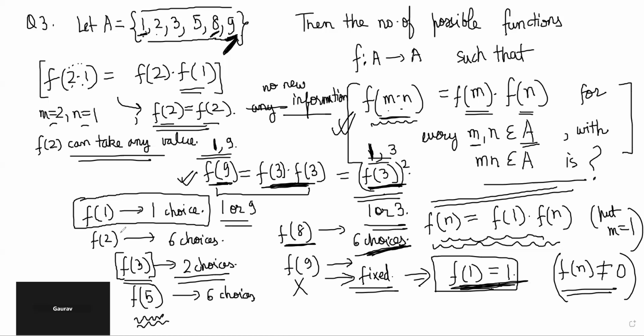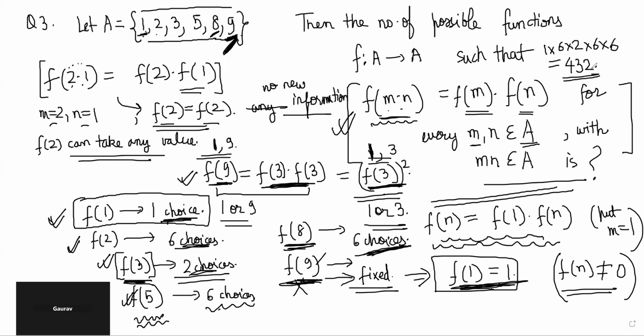So now we have figured out what are the possible options for each of these numbers. We are getting one choice for f of 1, 6 choices for this, 2 choices for f of 3. F of 3 automatically gets you f of 9 also. F of 5 has 6 choices and f of 8 has 6 choices. So the total number of functions is 1 into 6 into 2 into 6 into 6, which is 432. Do you understand what we have done? Yes, sir.